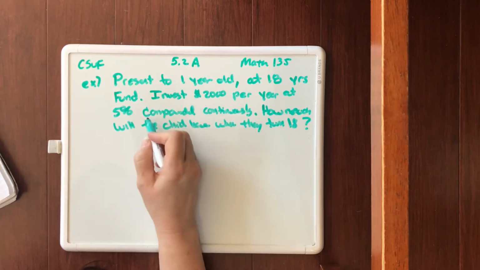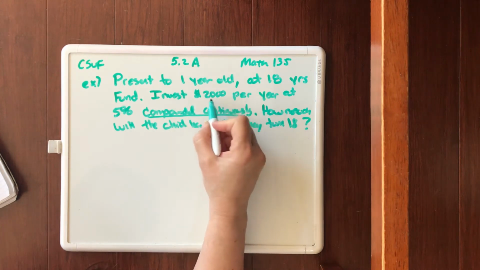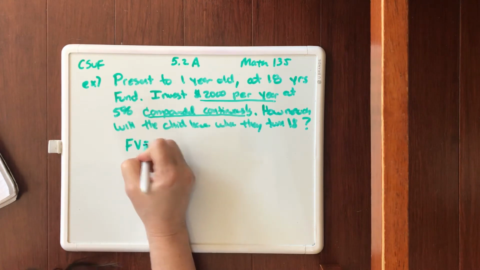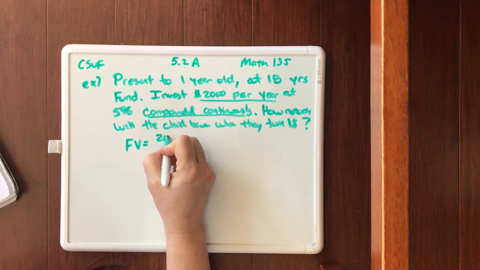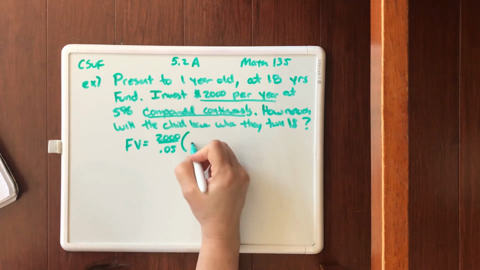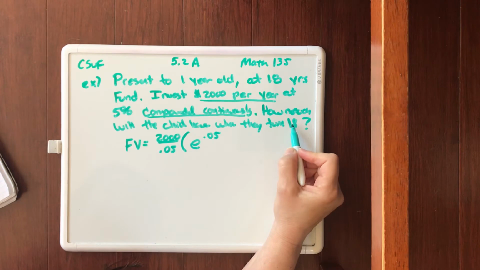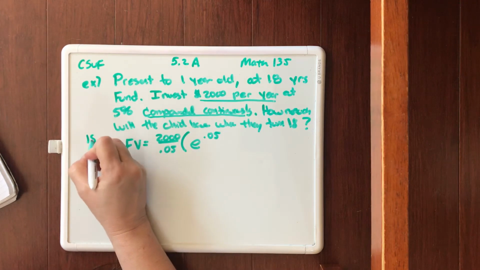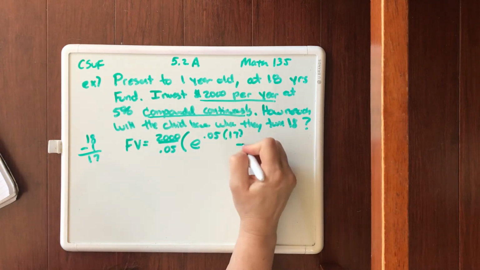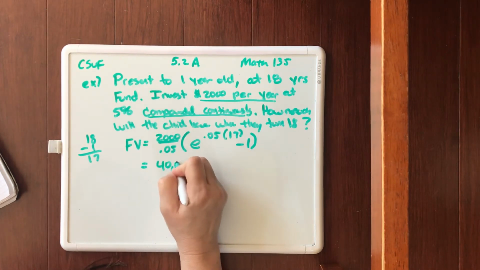Well, we see compounded continuously, and we know that they're investing per year. So that's how we know we're going to use the formula we just used. The investment is $2,000. The rate is 0.05, e to the 0.05, and then they're going to turn 18, and it starts when they're 1, so 18 minus 1 is 17. So over here we're going to put 17 years minus 1. So this right here is 40,000.